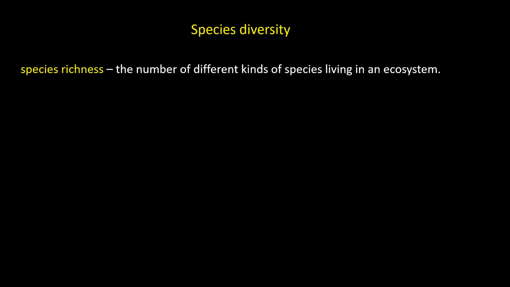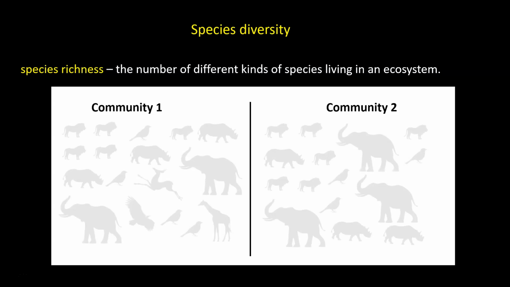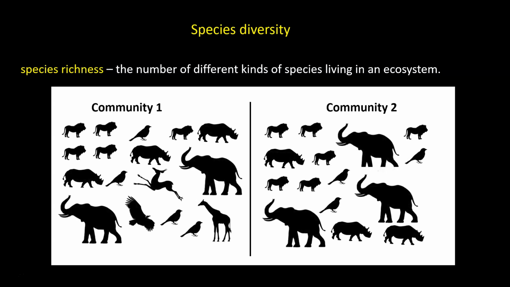Species richness is the number of different kinds of species that exist in an ecosystem. For example, take a look at the two communities shown below. Take a moment, pause the video, and I want you to count the number of different species in each community. So go ahead and pause now and count those different species.